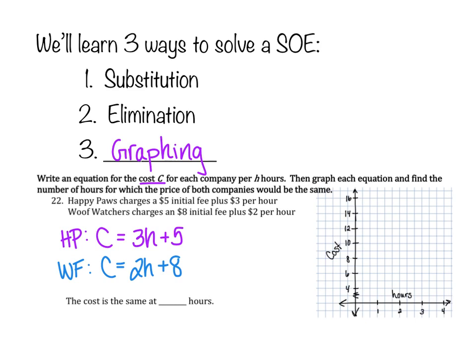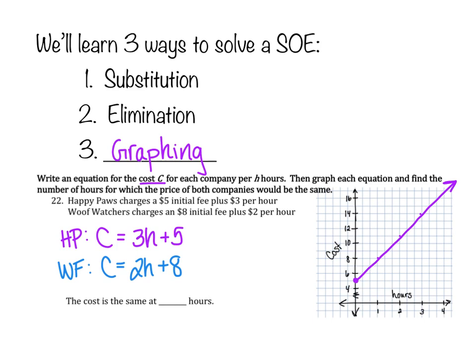You may remember we graphed the Happy Paws, which had a y-intercept of 5, and it was rising 3, running 1, and rising another 3, running another 1. I think I'm counting. No, that was not the right spot. Let's go over 1. There we go. And we could draw a line once we get this down. I think that's probably going to be enough. So we draw the line that goes through those points.